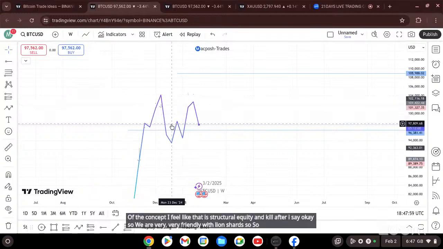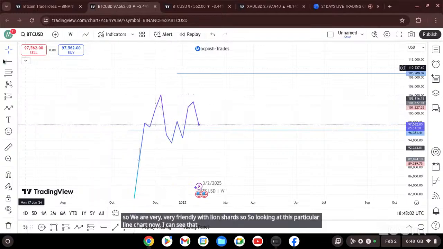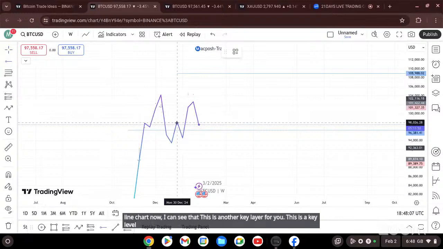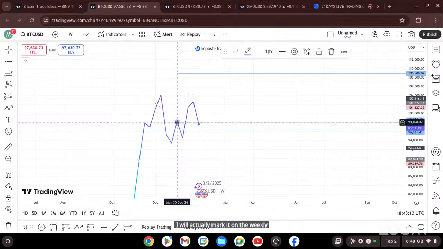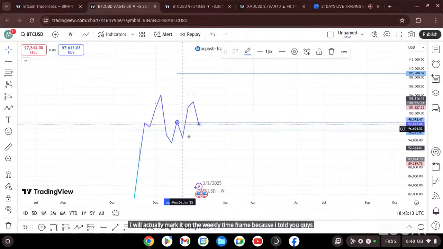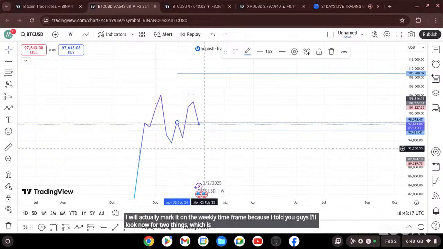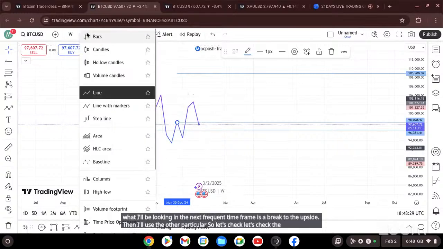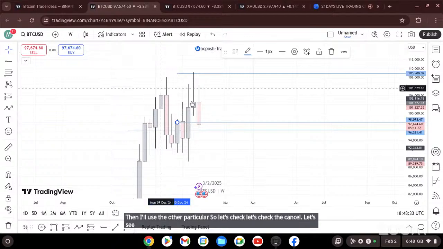Looking at this particular line chart now, I can see that this is another key level here. So I'll actually mark it on the weekly time frame, because I told you guys I'll be looking out for two things, which is price has rejected from the monthly key level. So what I'll be looking for in the next lower time frame is a break to the upside. Then I'll use that particular key level to continue the buys. So let's check the candles. Let's see if, yes, that is actually a key level.